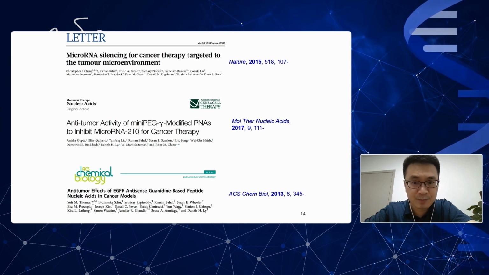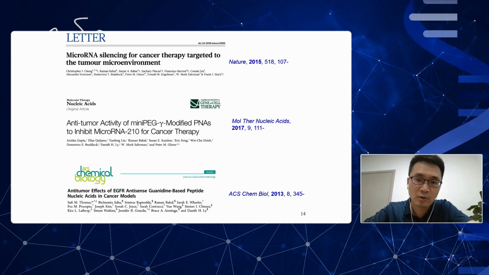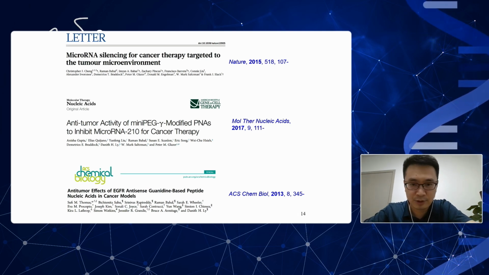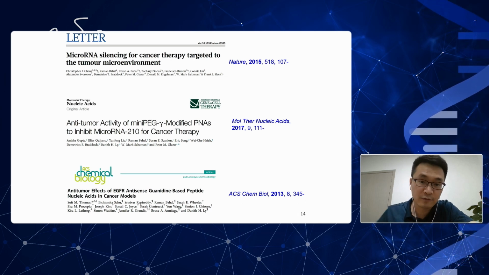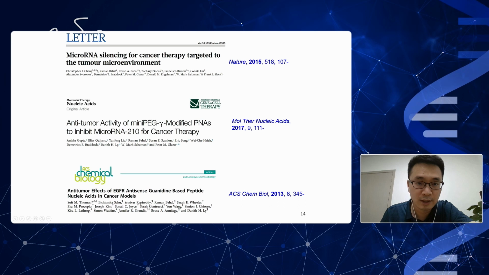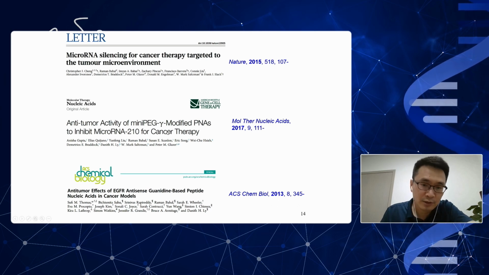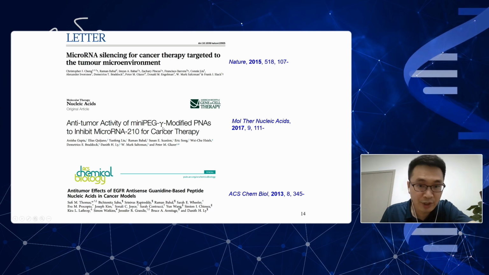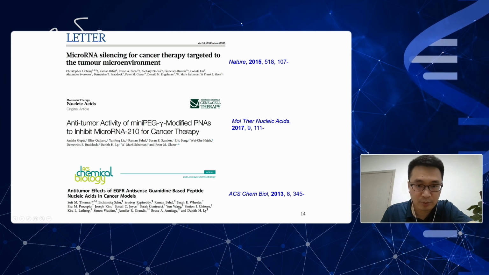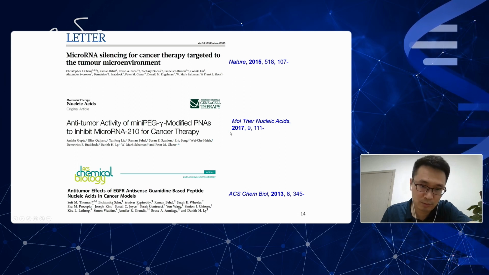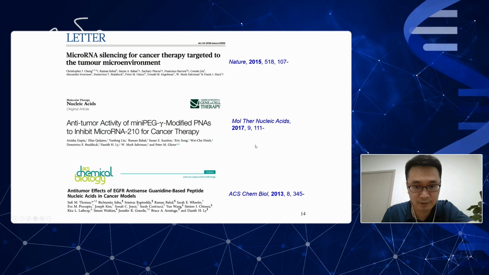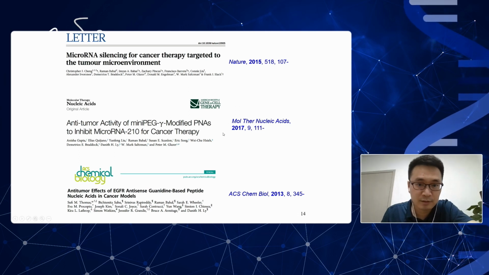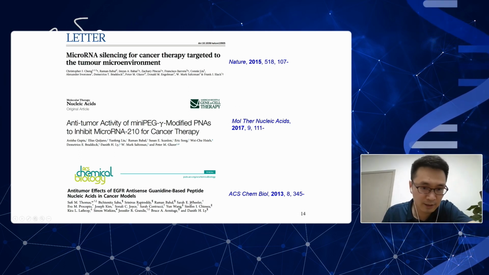And these PNA molecules are mostly modified in the backbone to improve the solubility and also improve the cellular uptake. For example, in the second one, you can see the so-called mini-PEG gamma-modified PNA. Here it means that people can attach the short PEG moiety into the backbone to pre-organize the molecules, and it can show more enhanced binding. In these 3 examples, the first 2 are for targeting microRNAs, and the third one is for targeting mRNAs.